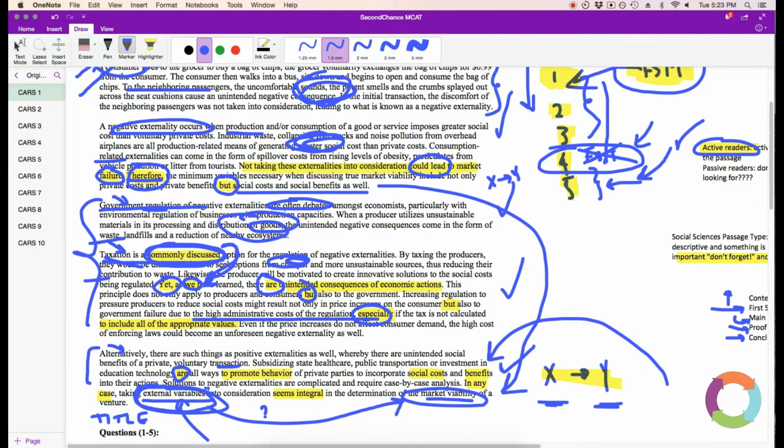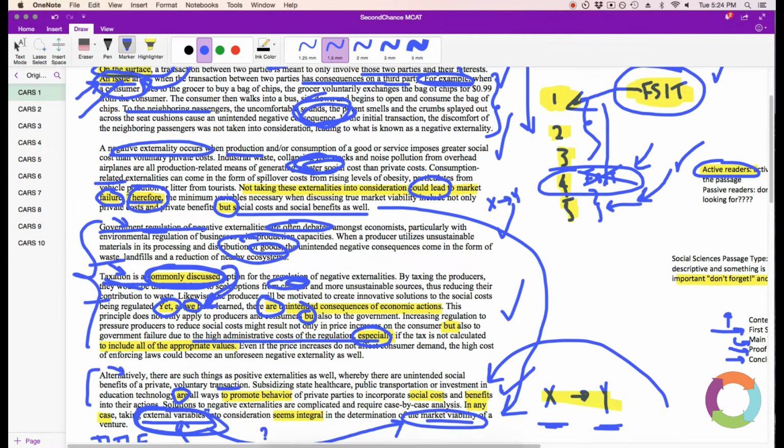And those are the claims and those are the sentences that I really try to make a note of and highlight. So yet, there are unintended consequences of economic actions, right? This and this. So especially if it's not calculated to include all appropriate values, and then so on and so forth.